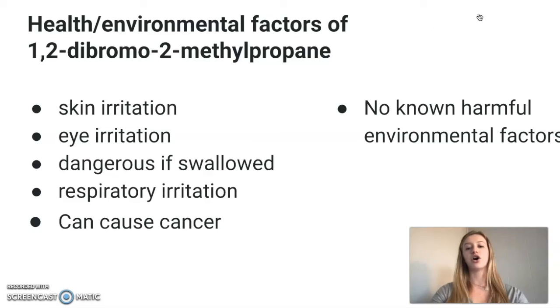There are severe health cautions if you were to come in contact with this substance. The U.S. National Library of Medicine states that it can cause skin irritation, eye irritation, and can be dangerous if swallowed. It is harmful if it is inhaled and can cause respiratory irritation and can cause cancer, but it does not have any known harmful environmental factors.